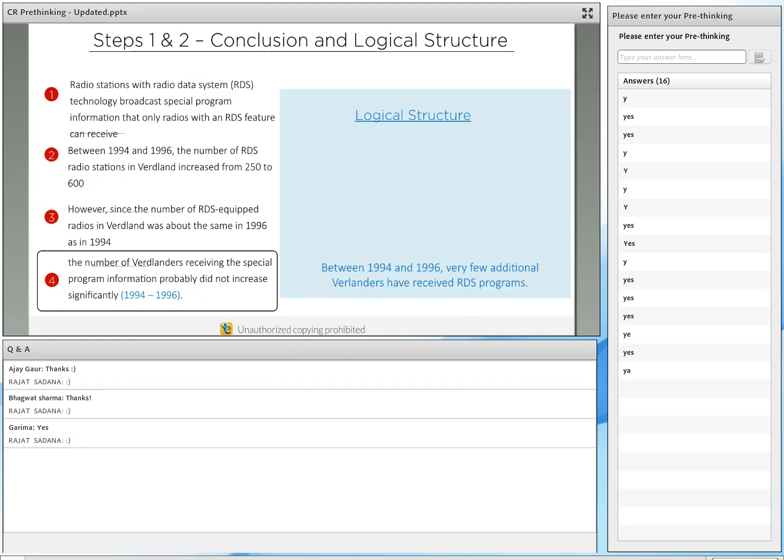Okay. Lots of technical stuff, lots of deep learning over here. So, what's the logical structure? Once you do this as a logical structure, things become really simple. Between 94 and 96, the conclusion says very few additional viewers received RDS programs. Well, viewers is a bit wordy. Let's call them Vs. What happened between 94 and 96? The number of receiving radios, which is what people have, remained almost unchanged. The number of transmitting stations increased quite a bit. The context is that to receive RDS programming, you need RDS radios.